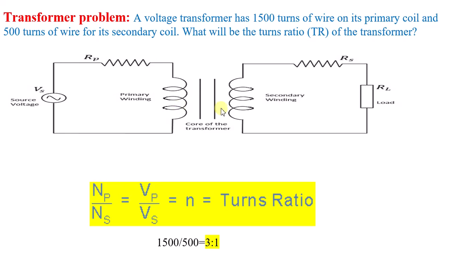So NP by NS, the number of turns of primary to the number of turns of secondary, is equal to the voltage across primary to the voltage across secondary of the transformer. This ratio will give us N, which is the turns ratio, denoted by TR. This is the expectation from the problem. So how to solve it?